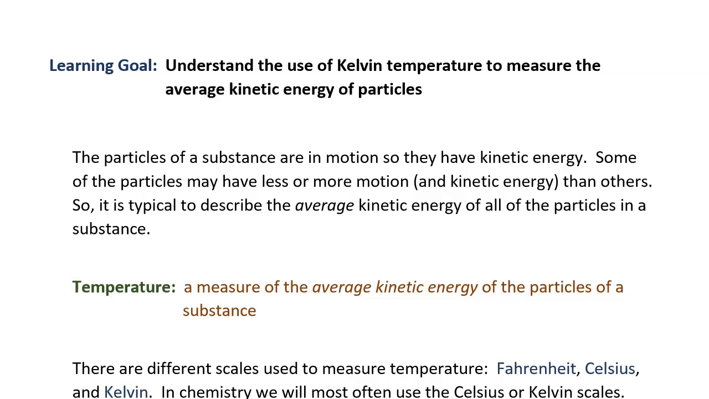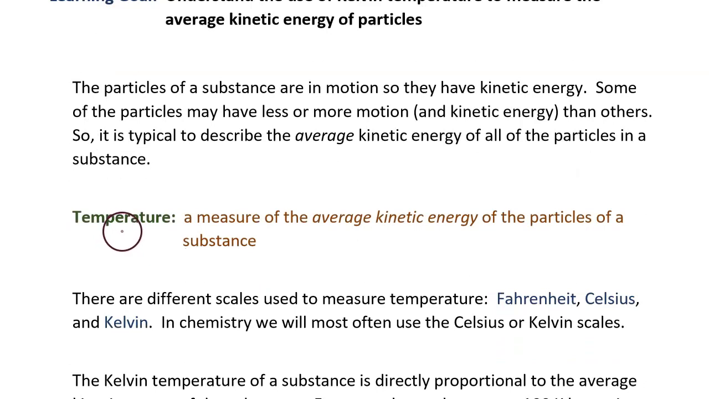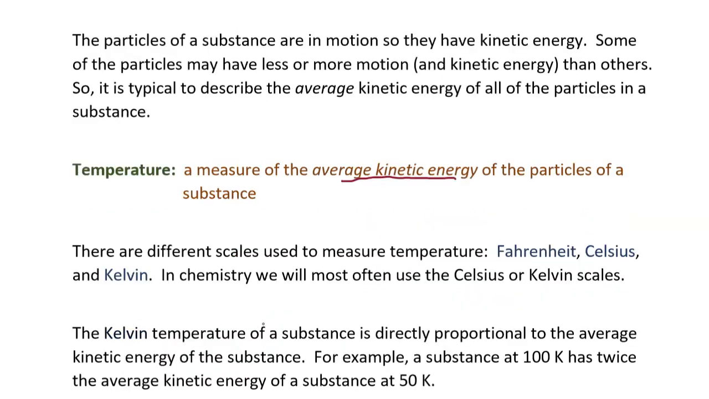The particles of a substance are in motion, so they have kinetic energy. Some of the particles may have less or more motion, and therefore have less or more kinetic energy than others. So it is typical to describe the average kinetic energy of all the particles in a substance. When we talk about a substance having a temperature, temperature is a measure of the average kinetic energy of the particles in the substance. We know that there are different scales to measure temperature: Fahrenheit, Celsius, and Kelvin. And in chemistry, we will most often use Celsius or Kelvin.